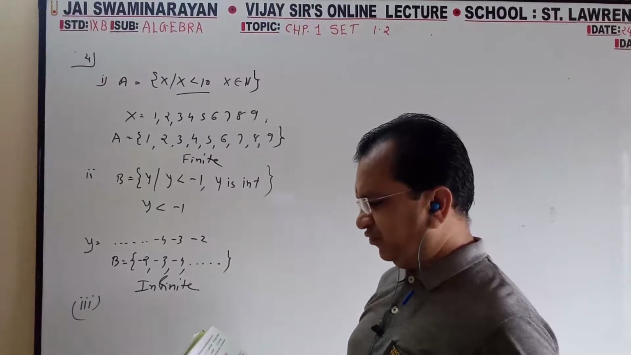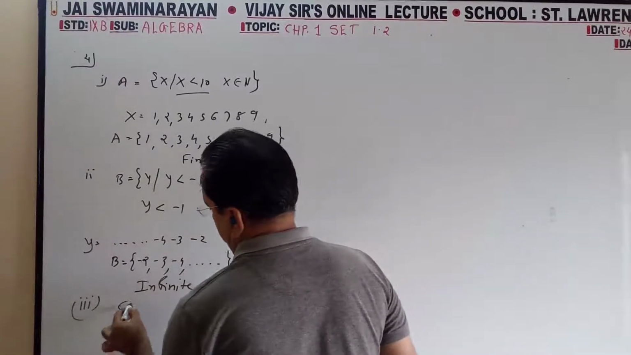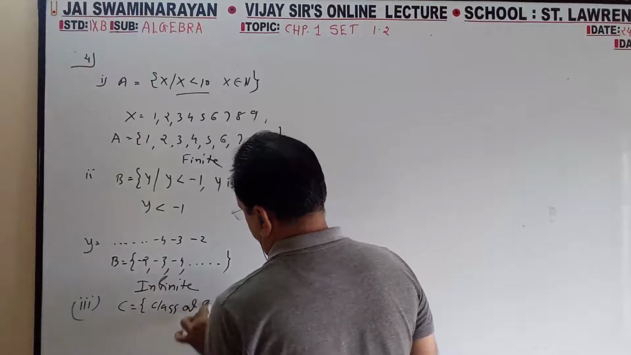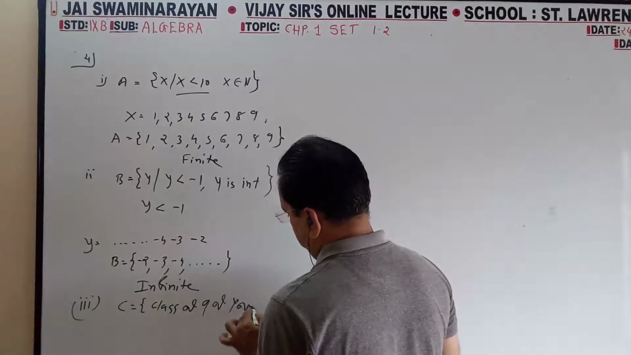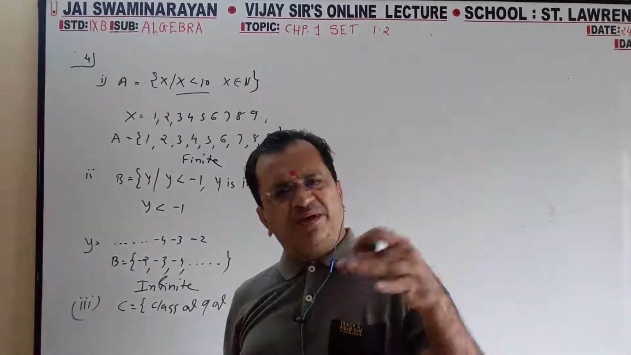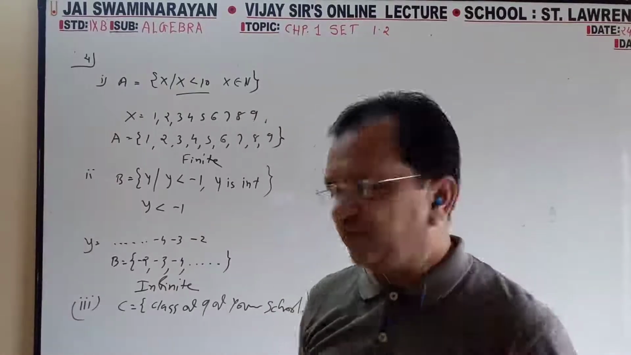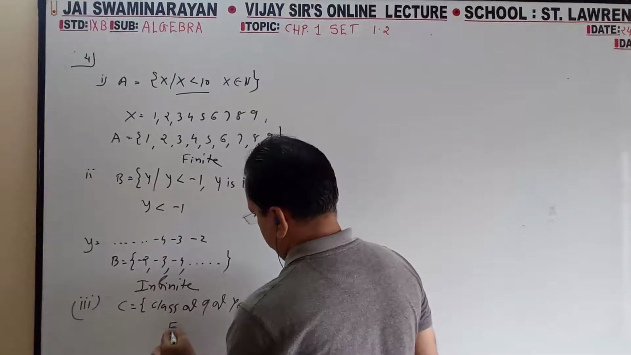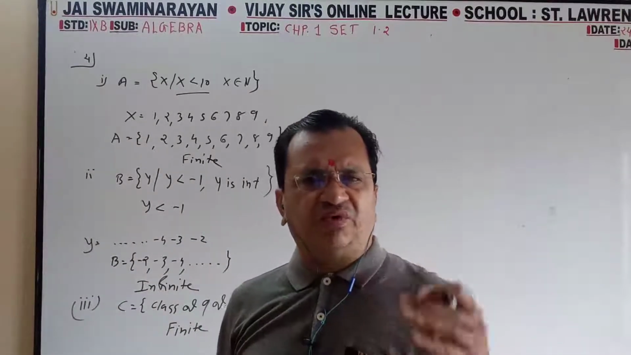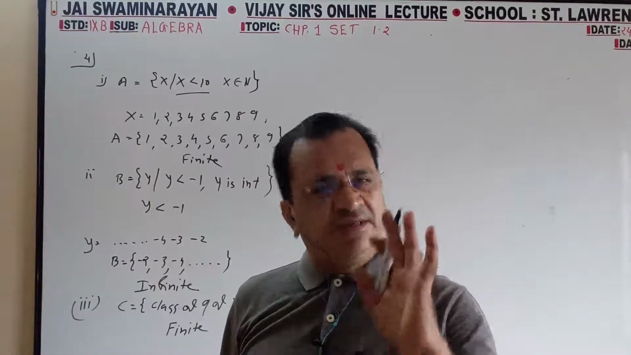C is the set of class 9 students from your school. Class 9, 9th standard students. How many divisions are there? The total number of students you can count, so it is finite. Whether it is 50, 500, or 5000, you can count the number of students in 9th standard. That is what is finite.